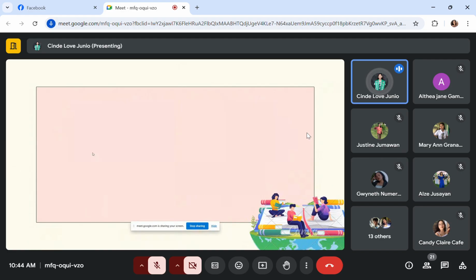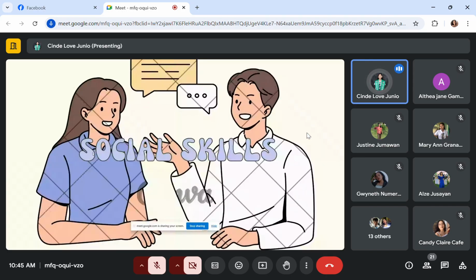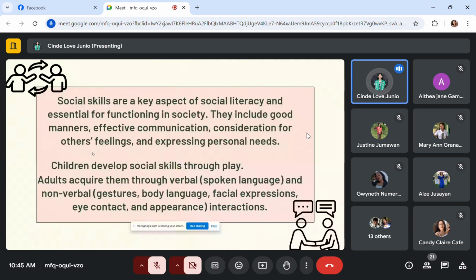So, social skills. Here, social skills are a key aspect of social literacy and essential for functioning in society. Social skills are important for interacting with others in our daily lives. They include good manners like saying please or thank you, and also effective communication where other people can understand you, consideration for other feelings, being kind and considerate and understanding how others feel, and expressing personal needs. So you are sharing your thoughts and needs clearly.